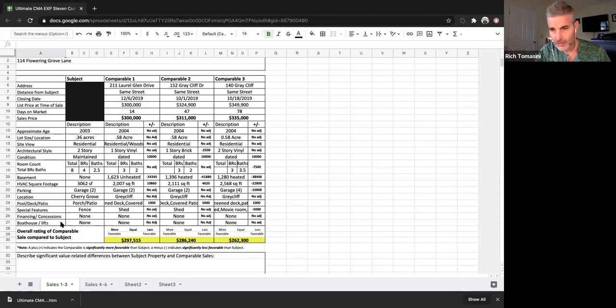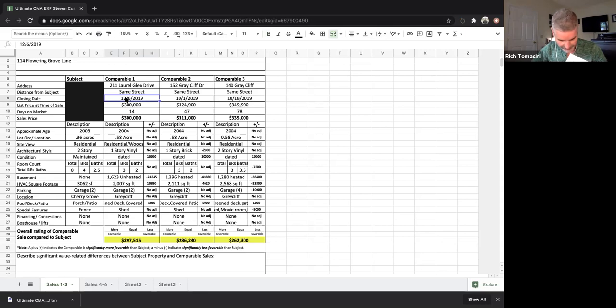We use a technique called the successive sales method. You've got this house that sells in 2006 for 300 grand. In 2008, it sells again for 330. And in 2012, it sells again for 360. Well, this house is going up 10 grand per year, right? So if I have a sale that's 6 months old, I might add 5 grand to it because the market's gone up. Okay, basic principle stuff. Okay, so 211 Laurel Glen Drive. Let's check it out. Closing date.